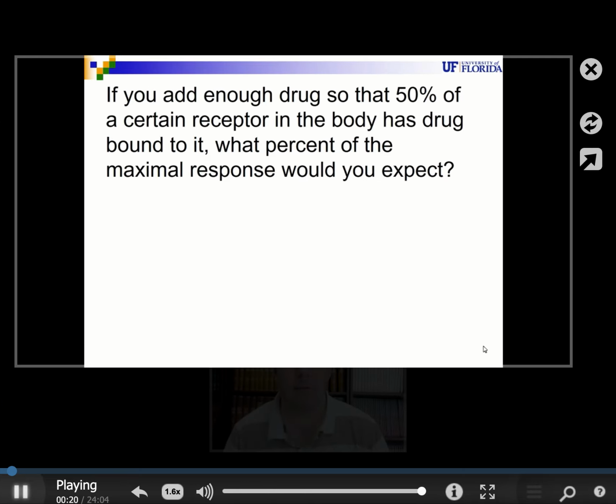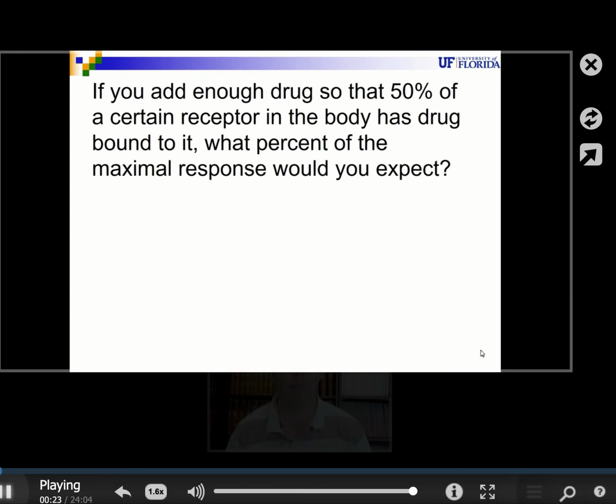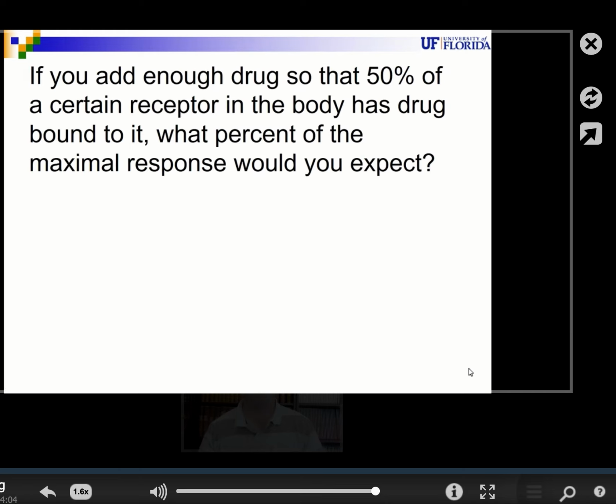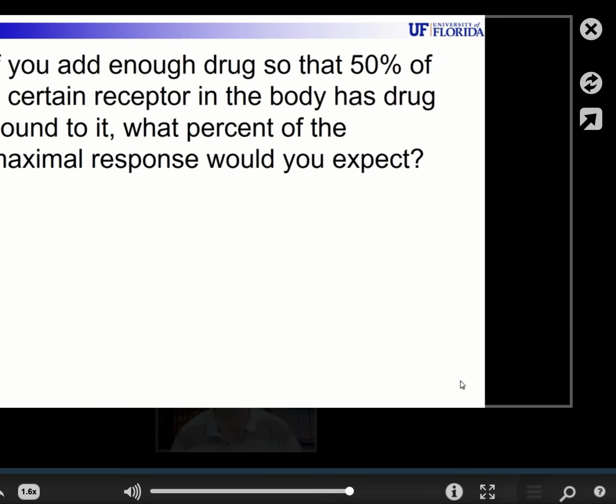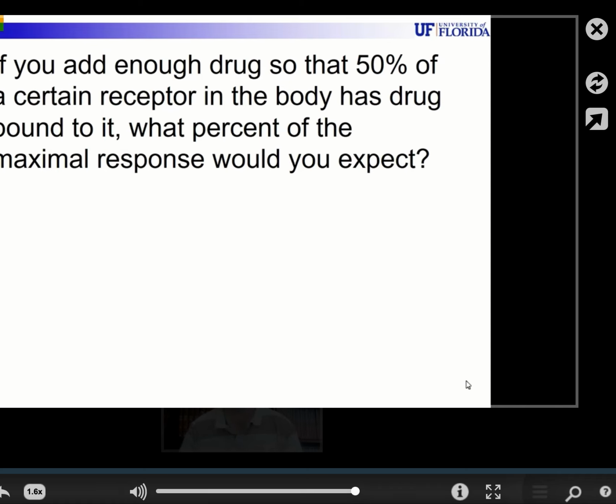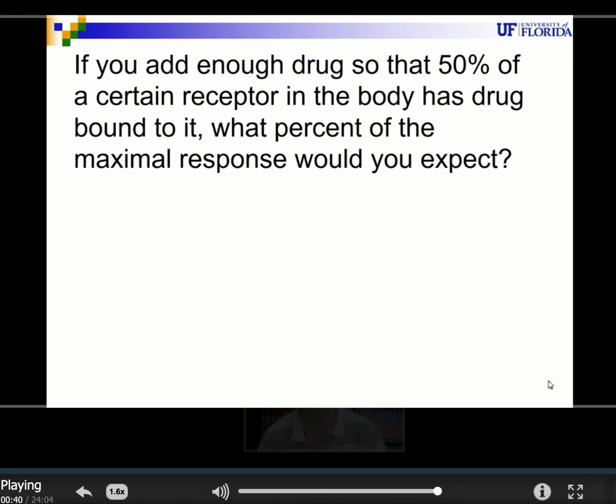Start with a question for you to ask yourself. Without overthinking it, assume that you put some drug on a cell and you added enough drug that 50% of the receptors had drug bound to it. What percent maximal response would you expect?